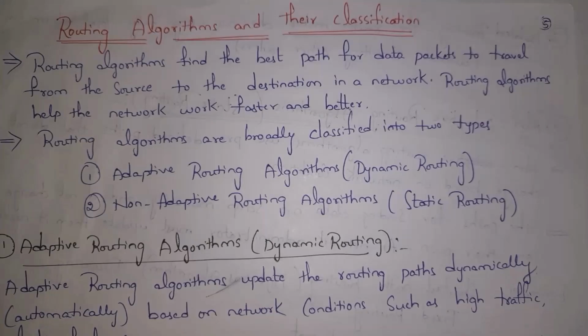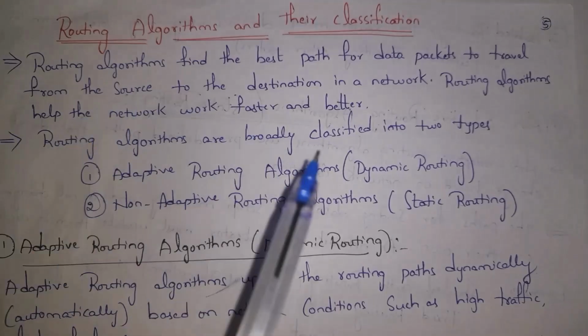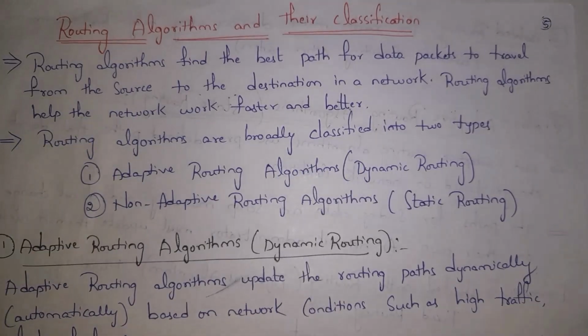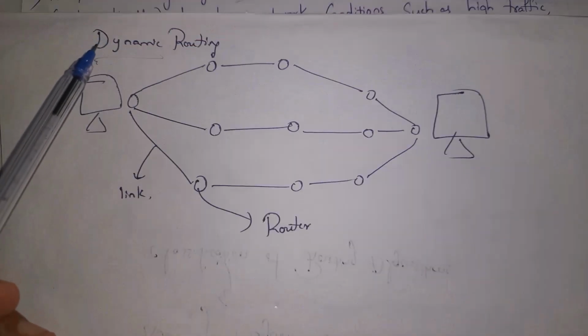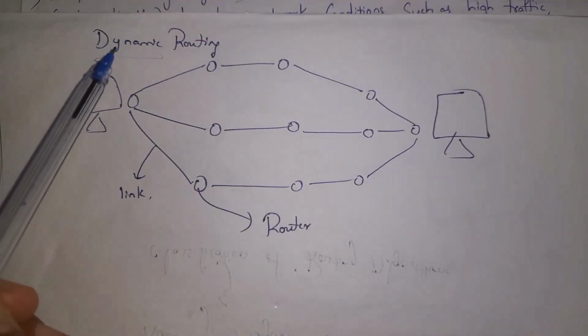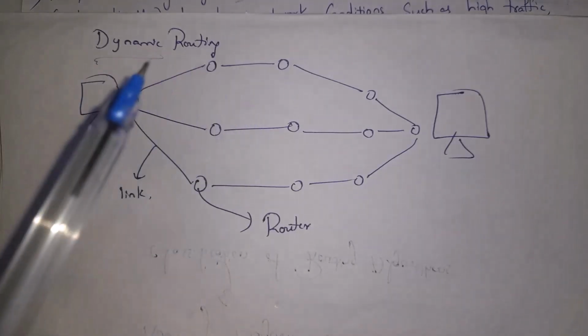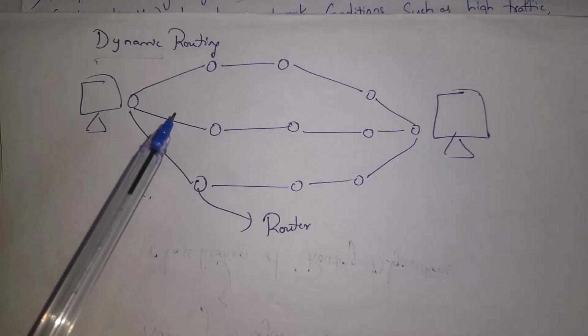Routing algorithms are classified into two types. At first I will explain what adaptive routing algorithms are. We also call it dynamic routing. Guys, in dynamic routing, dynamic means routes will change frequently based on network condition. There will not be any fixed route in order to transfer data. So routes will change frequently based on network condition.